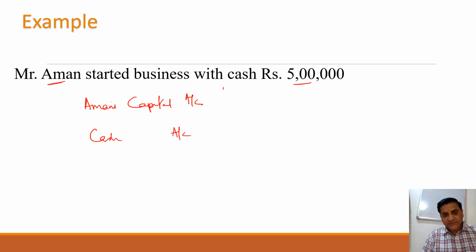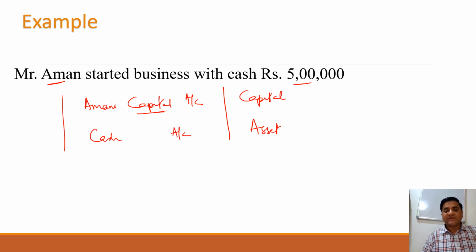The second step, after first identifying the accounts involved, is to identify the type of account, whether it's an asset, liability, capital, income or expenditure. The name, as it suggests, is a capital account. Cash is an asset account for the business. Why is it an asset account? All the assets are those things which the business has a right to use in the manner it wishes. So cash is an asset for the business.